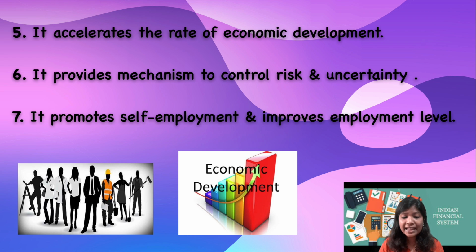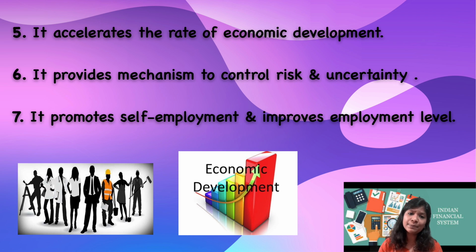Number 6, it provides a mechanism to control risk and uncertainty. Okay, now you all have private companies, they have public companies, there are also government companies. Yes or no? All of you are aware of this, right? Now, what is this risk and uncertainty? Risk is what? Possibility of loss. A chance that if I put 100 rupees in this company, there might be chances that I might lose the entire 100 rupees. What is uncertainty?